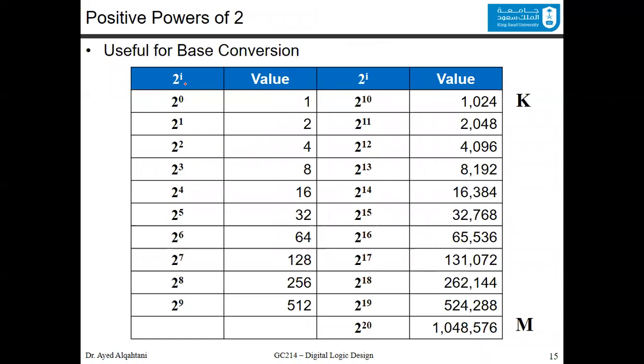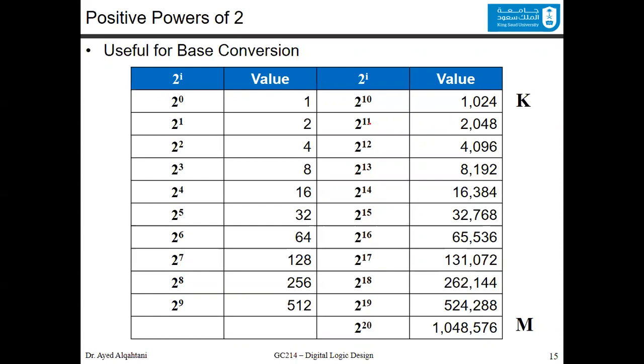Now, if we consider only the positive powers, in the previous example we had from 0 to 5. Now we will continue from 2 to the power of 0 up to 2 to the power of 20. We will see these numbers because it's very important to try and memorize them. 2 to the power of 0 is 1. 2 to the power of 1 is 2. So we have 1, 2, 4, 8, 16, 32, 64, 128, 256, and 512. And then we have the kilo, which is 1024.